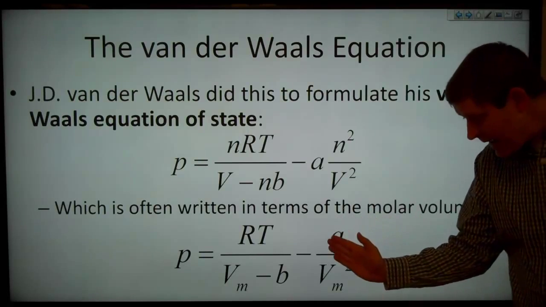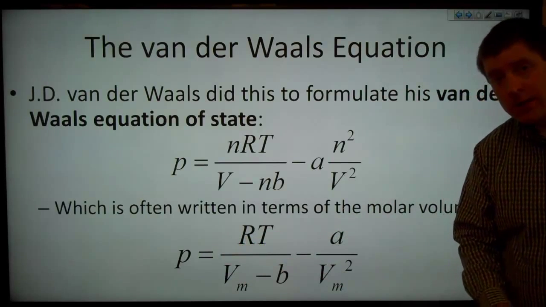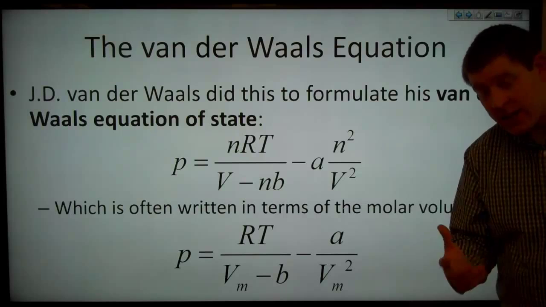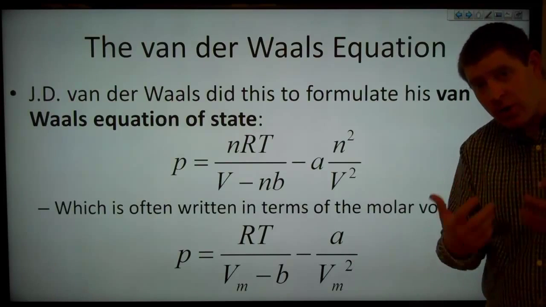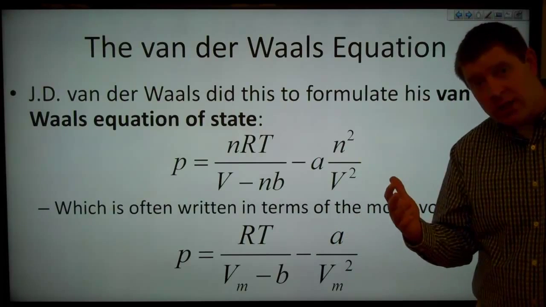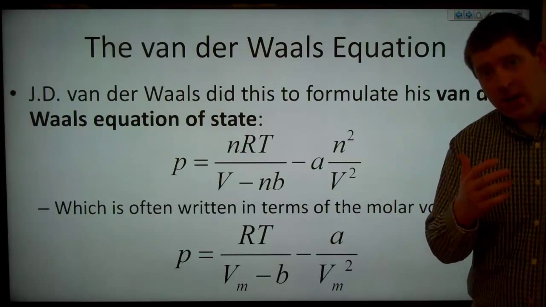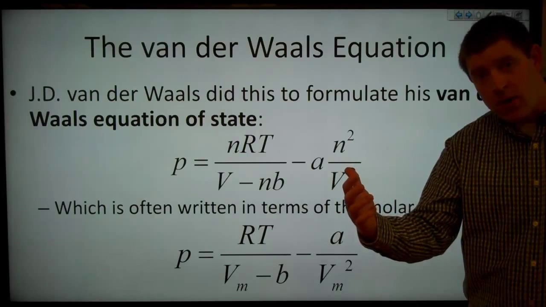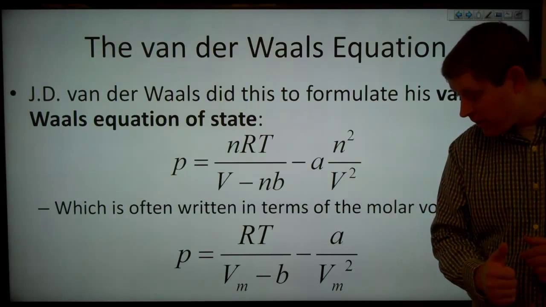So as A gets larger, the pressure is going to be smaller, which makes sense. If A is representing the strength of the attractive forces between the molecules, as those attractive forces get larger, the pressure exerted on the walls of the container should decrease because those molecules are attracting each other, and thus they're not pressing against the side wall as hard.